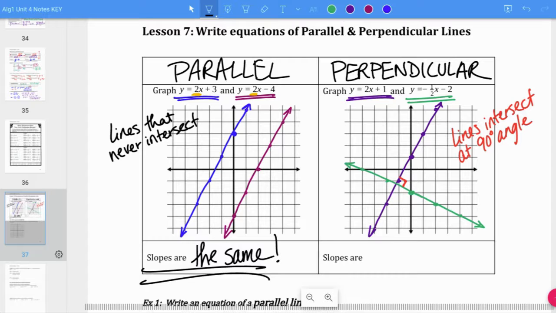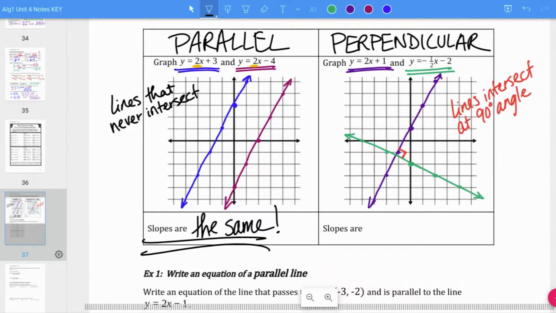If you notice the slopes of those two lines, they also have a special relationship. One of the slopes is 2, and the other is negative 1/2. And 2 is the same as 2 over 1. So the relationship between those two slopes is that they are opposites. Opposites meaning one's positive and the other's negative. And they're also reciprocals.